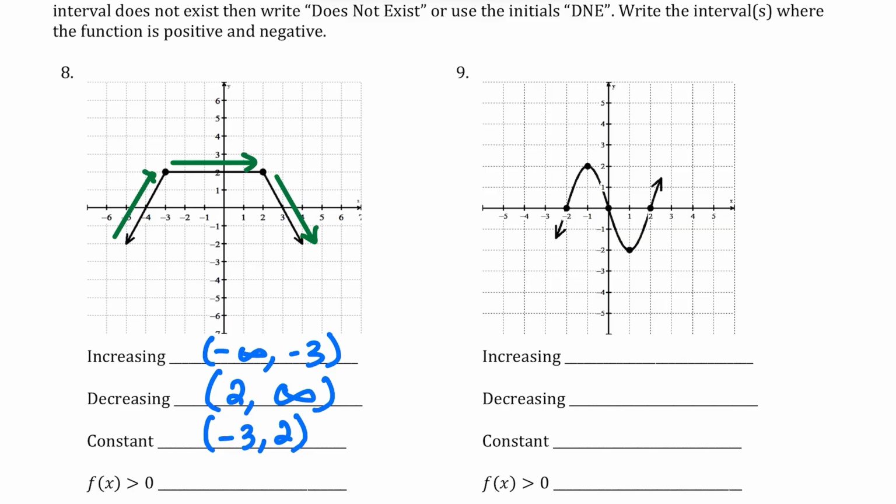Some of you might be asking, well, why didn't I put square brackets at -3 and 2 on either one of those? Well, at a certain point, I believe that a point is neither increasing, decreasing, nor constant. It's just a weird thing that happens at a certain point, because when we're talking about increasing, decreasing, we're talking about as x gets bigger.